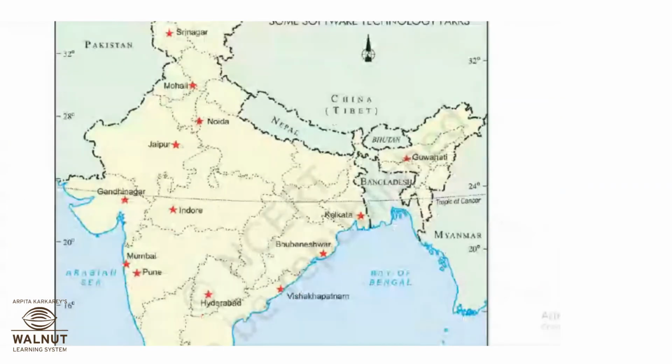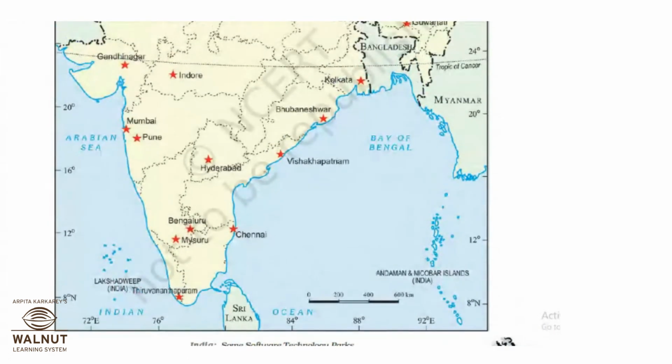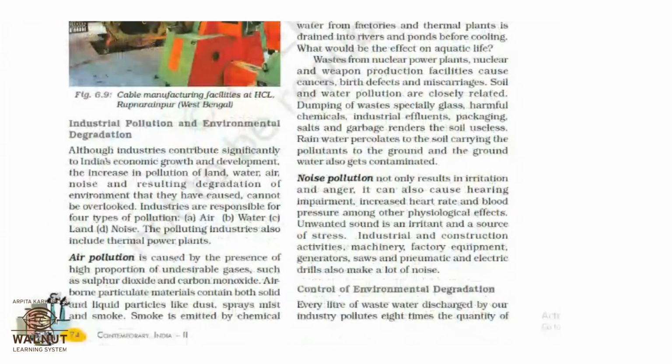Yes, these are the places that were asked: Mumbai, Pune, Gandhinagar. Then here, Bangalore and Thiruvananthapuram. These are the places that were mentioned on the slide. When we do the map practice period, we will do the marking. Till then, refer to page 75 of the textbook for the places. I want all of you to write the definitions very properly.